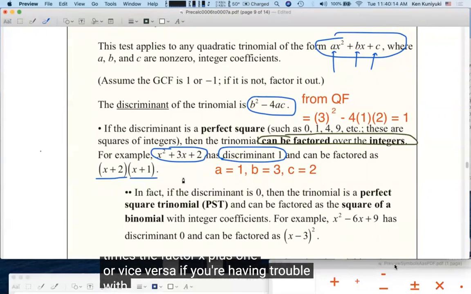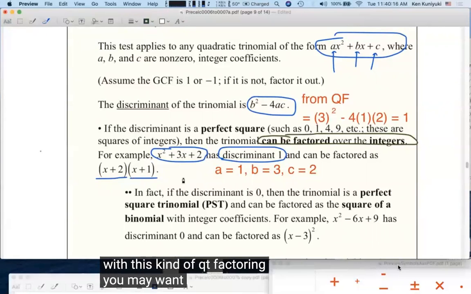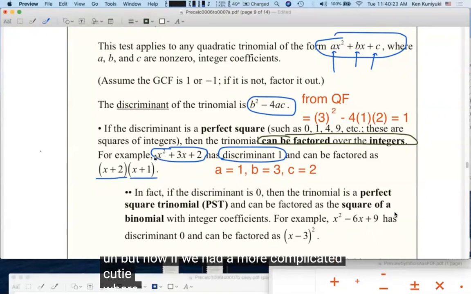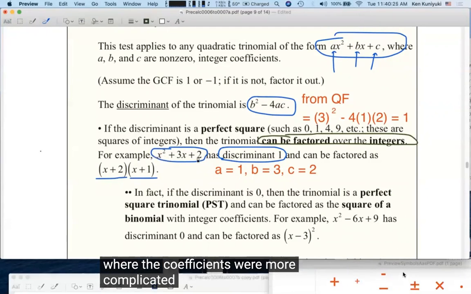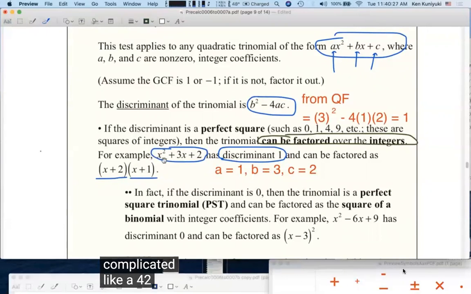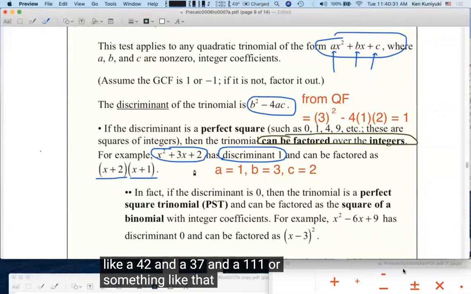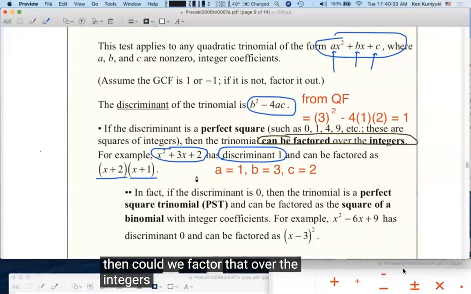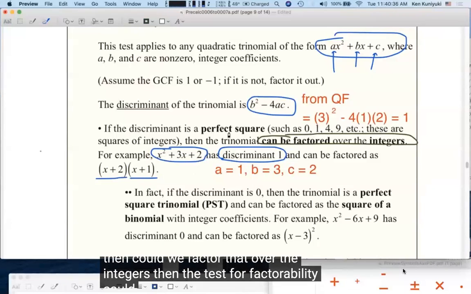If you're having trouble with this kind of QT factoring, you may want to practice on Alex. But now, if we had a more complicated QT where the coefficients were more complicated, like a 42 and a 37 and a 111 or something like that, then could we factor that over the integers? Then the test for factorability could be very helpful.